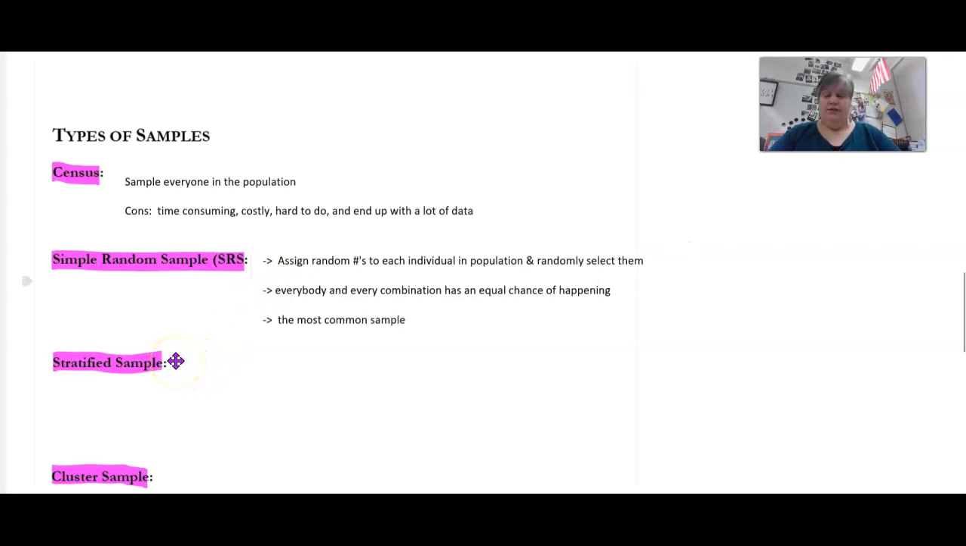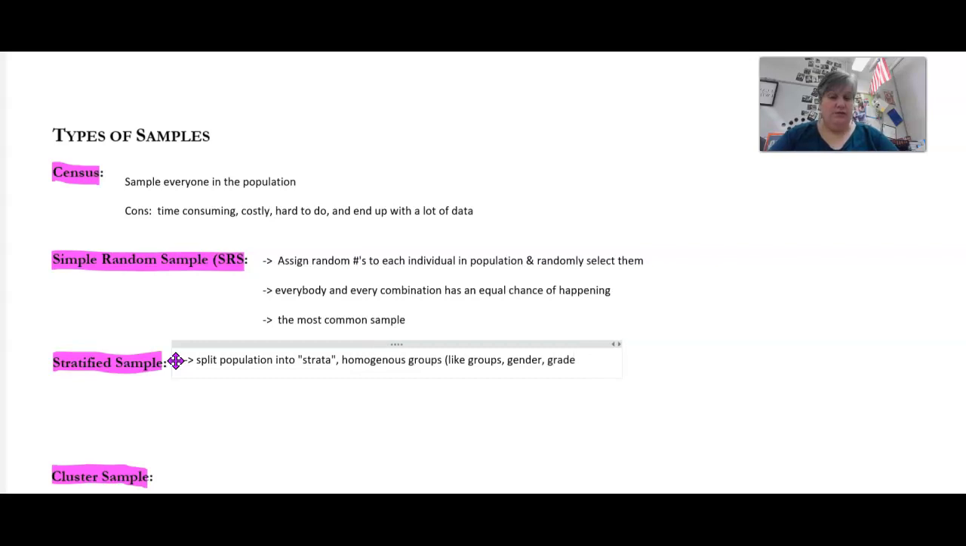All right. A stratified sample is you split the population into something called strata, and strata are homogeneous groups, which means they are like groups. So you can stratify by gender, by grade level, by job title. Those are all different types of strata.